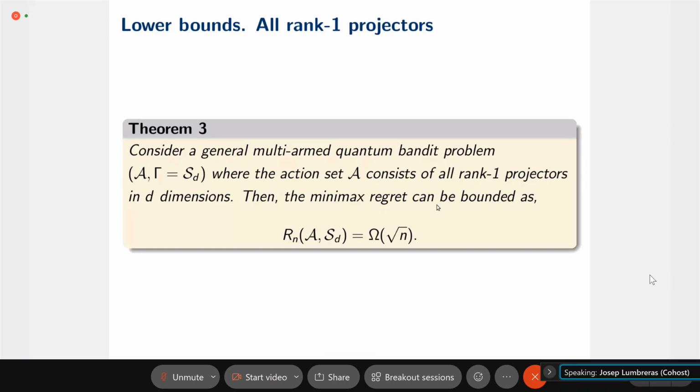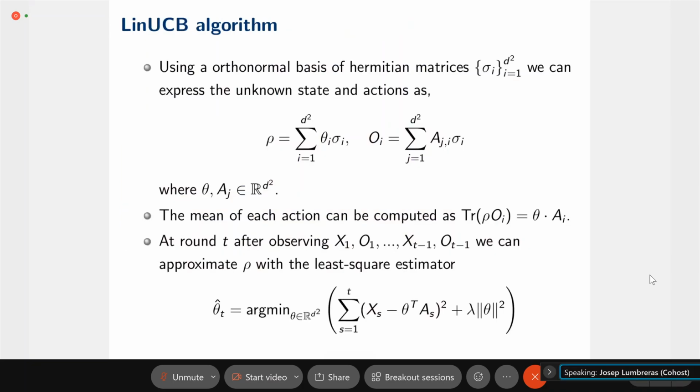And then, instead of a discrete action set, we also study continuous action sets. In particular, we allow that the action set consists of all rank 1 projectors in d dimensions. And here we can show that the minimax regret scales as square root of n with a lower bound. So now I'm going to discuss the upper bounds. For this, we use an algorithm. So now we will discuss the algorithm that can achieve this scaling of the regret.